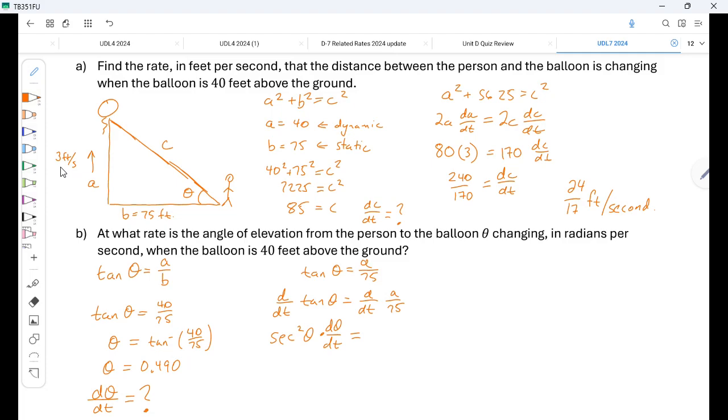A over 75 is equal to 1/75 times A. The letter A makes it a little bit weird, but what if there was an X there? What would you tell me the derivative is? 1 over 75, yes, correct. So the derivative of A over 75 is just 1/75. But we do need the chain rule, so that's going to be dA dt.